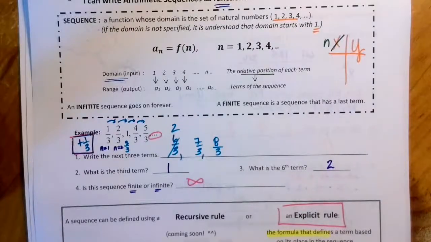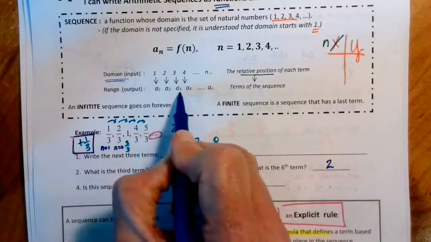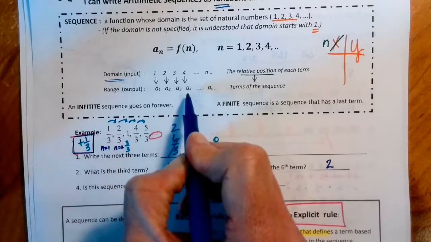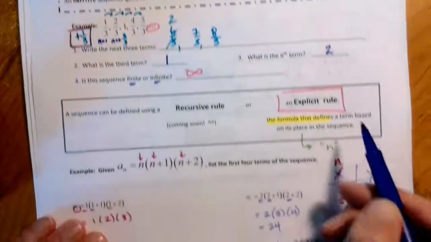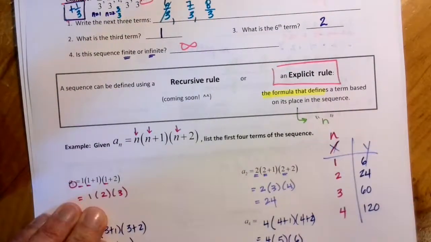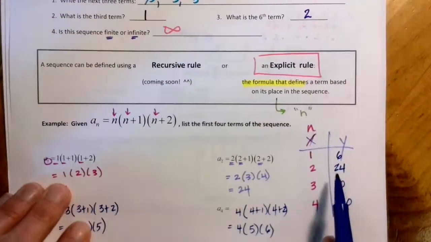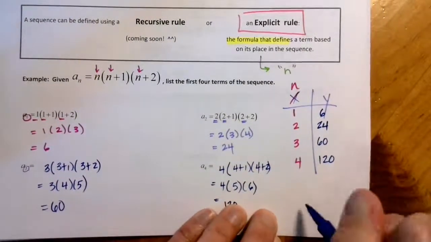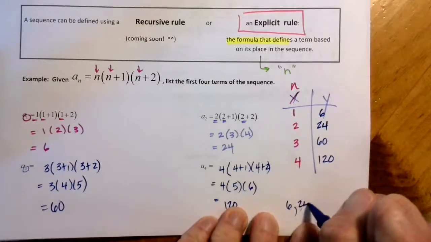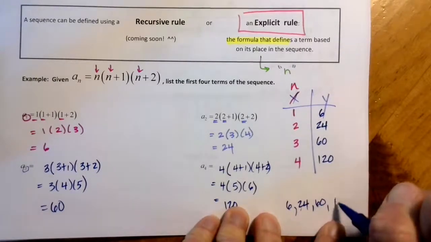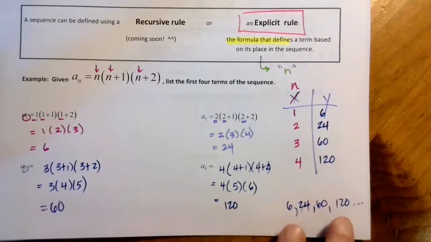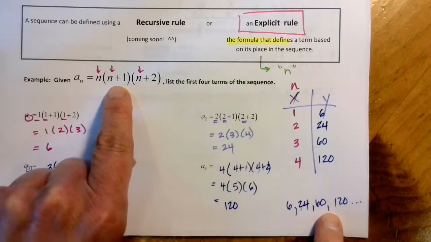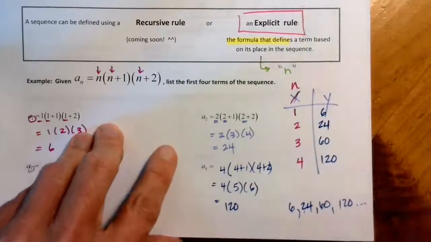It's the number of the term that we have: our first term, second term, third term, fourth term. And that range, that output that comes, is a result of whatever rule our pattern gives. So if you saw a list of numbers, let's say you saw 6, 24, 60, and 120, and you knew that there was a rule to fit those, could you get back to this rule? I don't know. That's a little bit of a tricky one. Okay, let's go on to the next page.